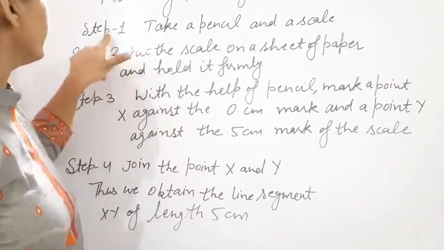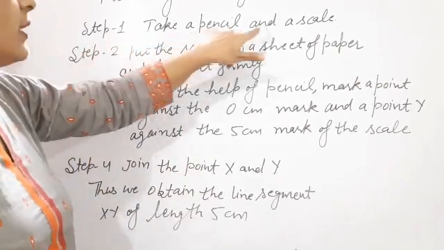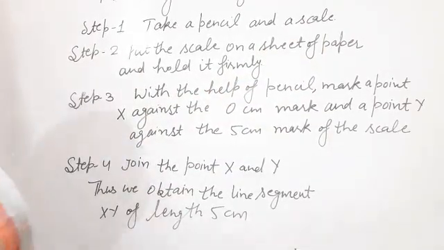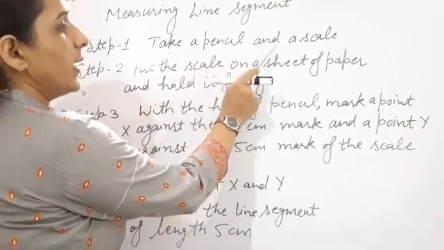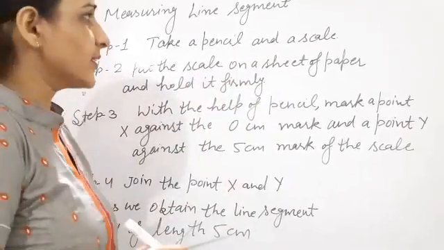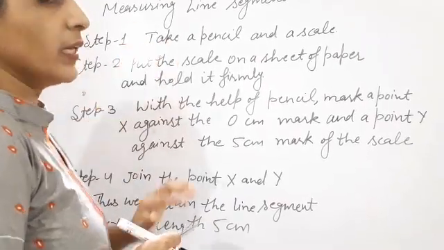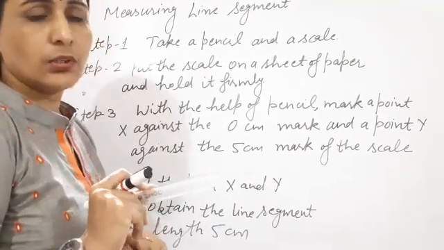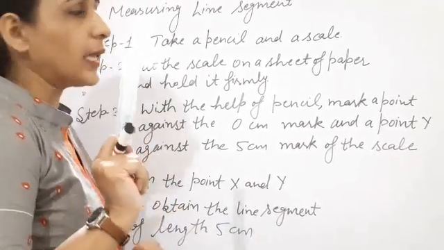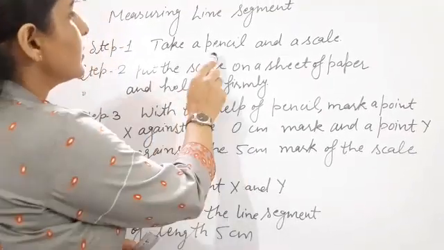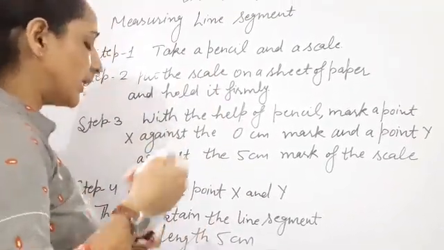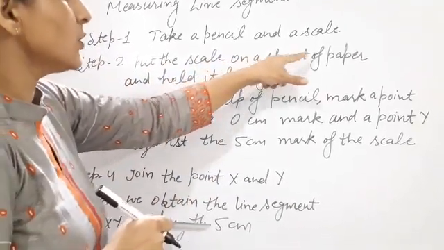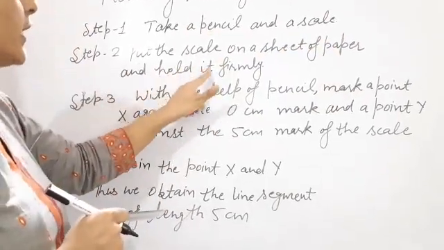So now, first step, take a pencil and a scale. When you draw the line segment, you take a pencil and a scale and draw the line segment on your notebook. So here I am taking the scale, and here is the pencil. I am taking a marker here. Clear? Second step is put the scale on the sheet of paper and hold it firmly.